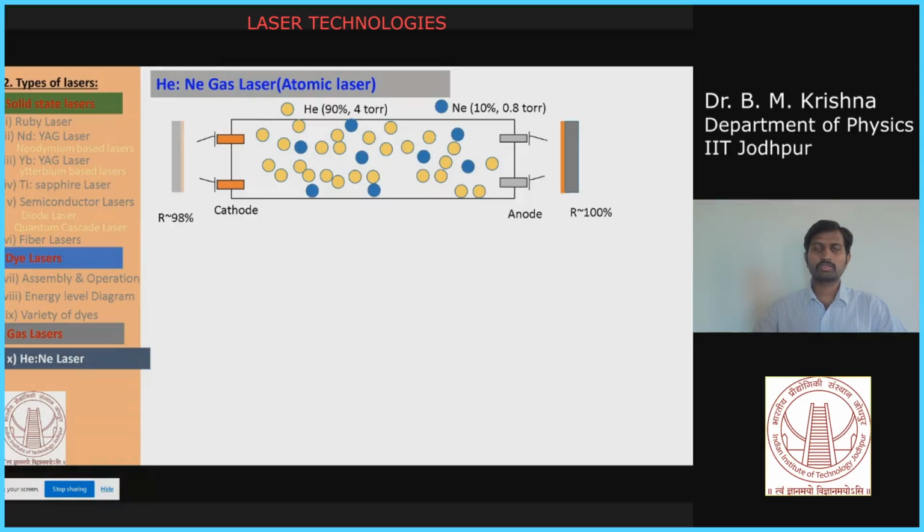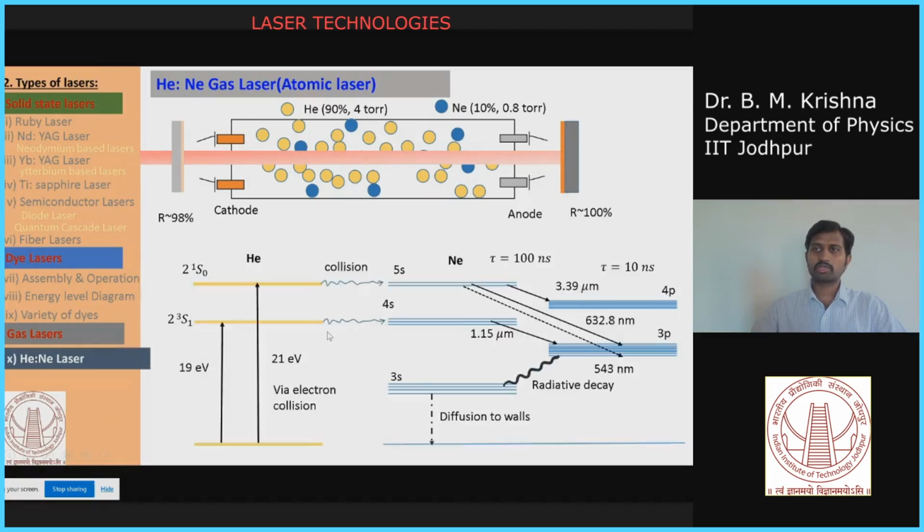So in the morning session, we started discussing gas lasers. We discussed the helium neon laser. That is an atomic laser where helium atoms and neon atoms are placed in a gas chamber, with a percentage of 90% helium and 10% neon. This mixture allows you to have a lasing action because of the energy levels.